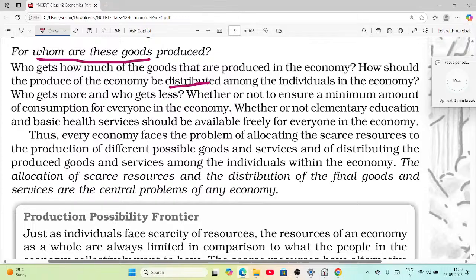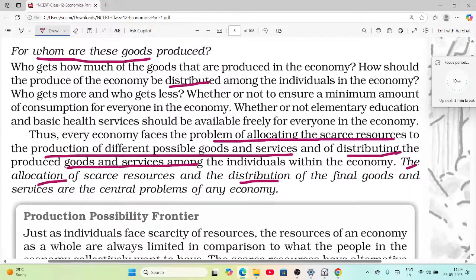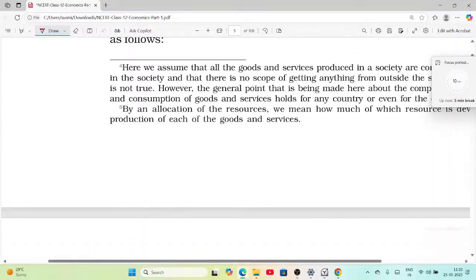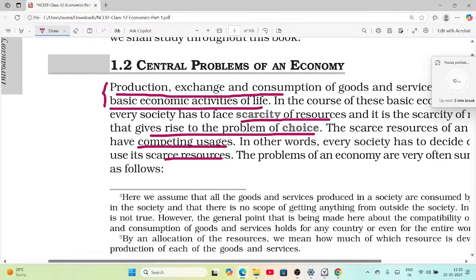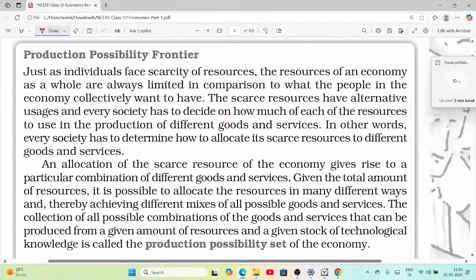So first is the problem of allocating the scarce resources. This goes to what to produce, the production of different possible goods and services, and how to produce. Then distributing. The allocation of resources and distribution of final goods and services are the central problems of an economy.